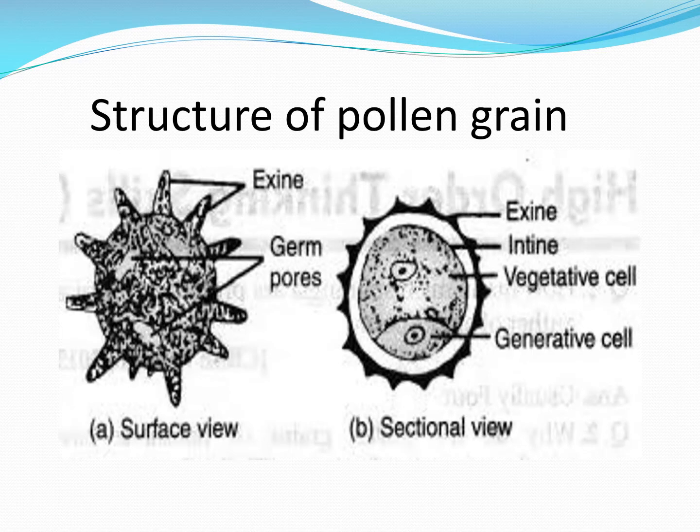This is the structure of a pollen grain. It has a well-defined wall which is differentiated into two layers, outer exine and the inner intine. The surface view is showing germ pores and sculptured exine, while in cross-sectional view we can see two unequal cells.